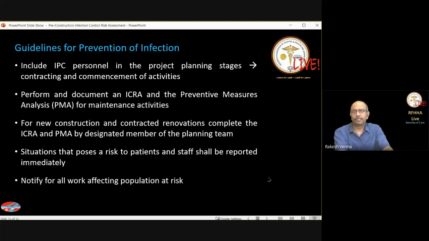Notify for all work affecting populations at risk. So, for example, you have an intensive care unit, the ICU or the HDU, and some work has to take place near it or just outside the ICU or on a system that is supplying the ICU. Obviously, you will have to tell the staff and people in charge in the ICU that such and such thing is happening or is going to happen. And then they will need to take whatever measures are appropriate.